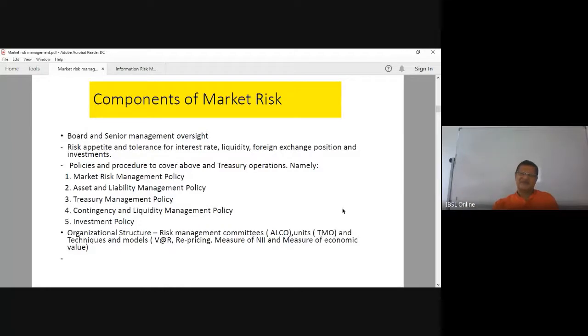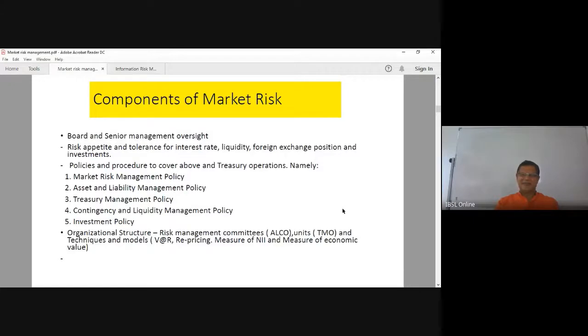We already said board and senior management oversight. You remember when we mentioned our three lines of defense, you have the risk management unit in the middle section, where risk assurance is given. And the first line of defense is your business line. They can trade, and your treasury is in the business line. But in the middle, you have the market risk management.